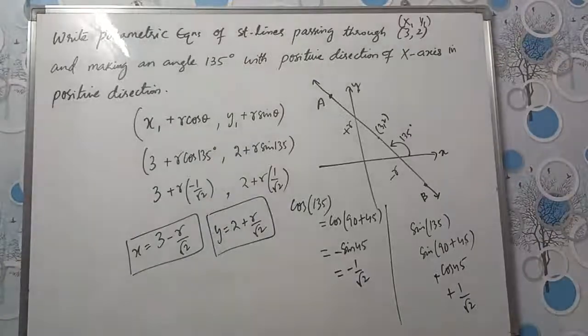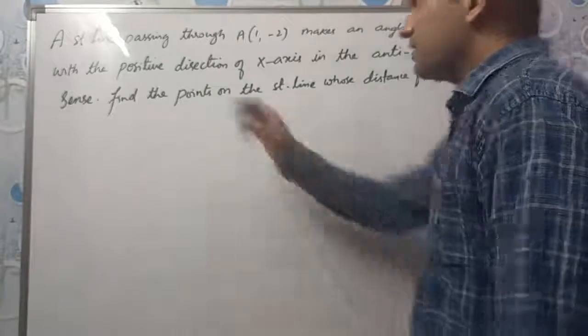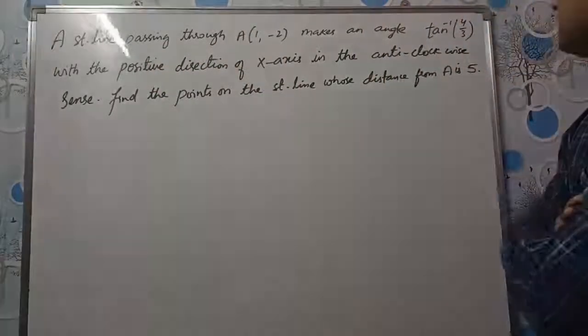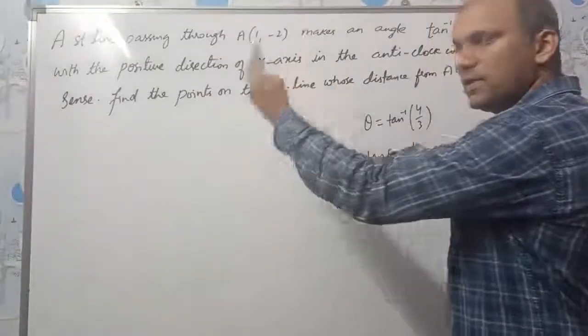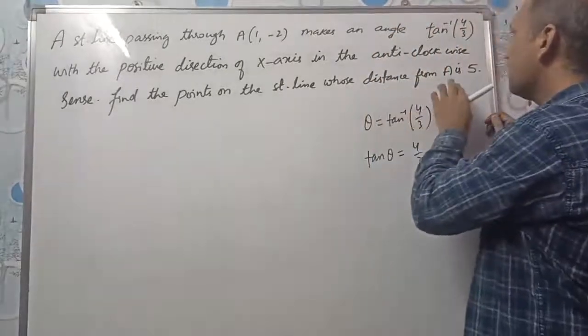I hope this problem is clear. Let us do the second problem. A straight line passing through A(1, minus 2) makes an angle tan inverse 4 by 3. Theta is given as tan inverse 4 by 3, so tan theta is equal to 4 by 3, with the positive direction of the x-axis in the anti-clockwise sense. Find the points on the straight line whose distance from A is 5.